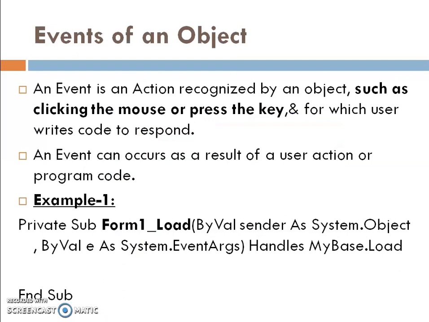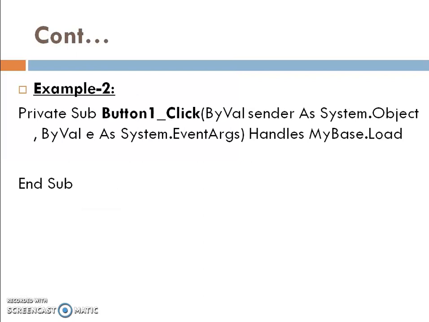Then next, the event of an object. An event is an action recognized by an object, such as clicking the mouse or pressing a key, for which the user writes code in response. An event can occur as a result of a user action or program code. Like the example, Form1_Load. This is the event. Load is our event and the object name is Form1. This shows the code window in the window form application. Like this second example, Button1_Click. Click is our event name and Button1 is our object.